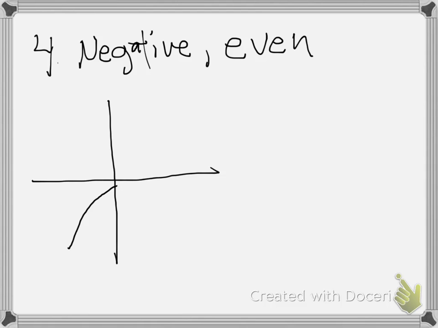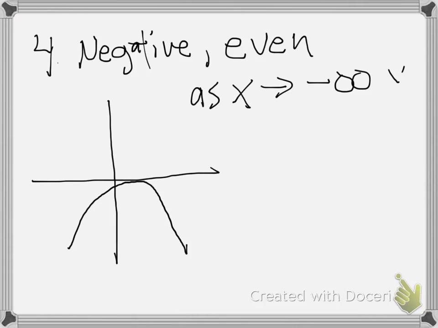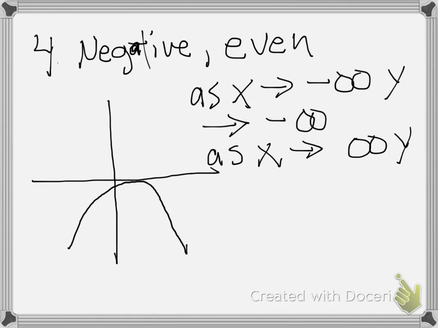And of course, the fourth possibility is that it's negative and even, which just flips it across x, like x squared, negative x squared. So again, the end behavior goes the same direction, but now it goes towards negative infinity, as we see here.